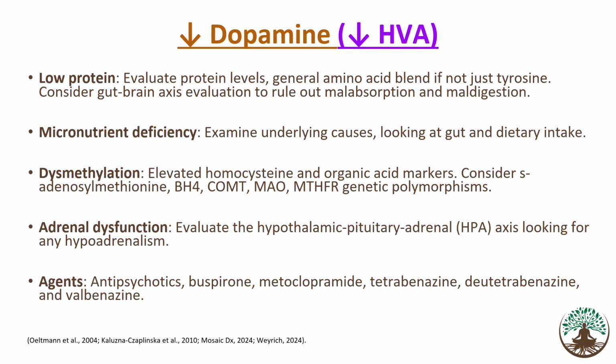The same should be considered in the context of micronutrient deficiency, examining for underlying causes. By extension, evaluate dietary intake and nutritional status in more detail. Dysmethylation is a common underlying cause and can be explored through a homocysteine level, organic acid markers, and genetic testing. Support typically includes methylated B complex, but other considerations may be revealed by further testing.